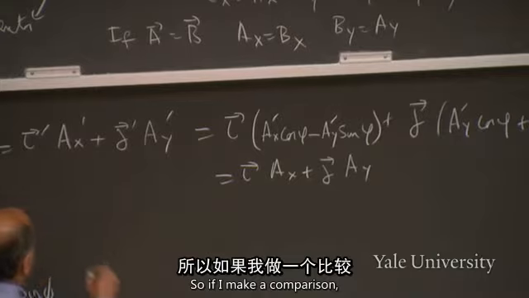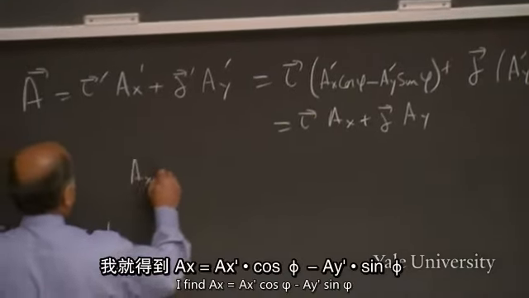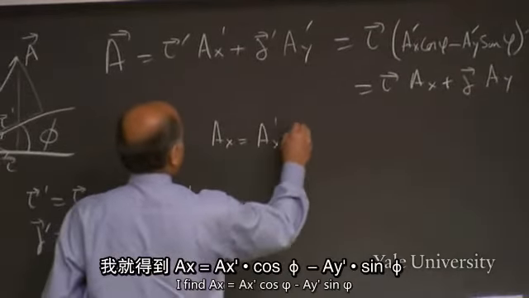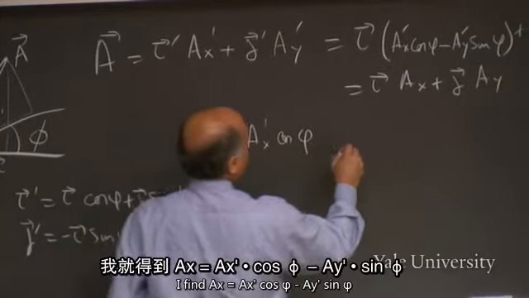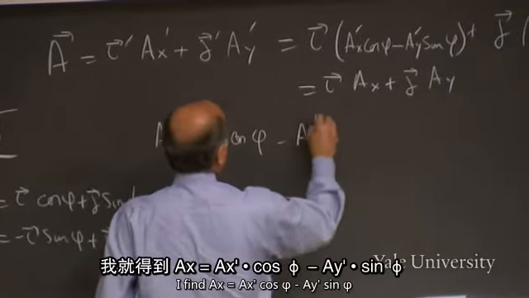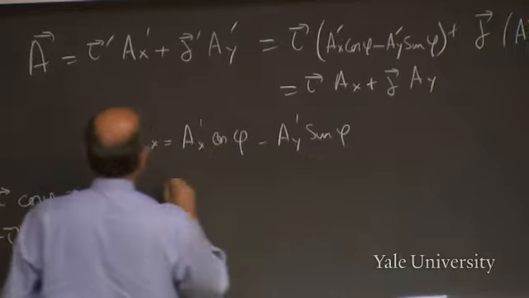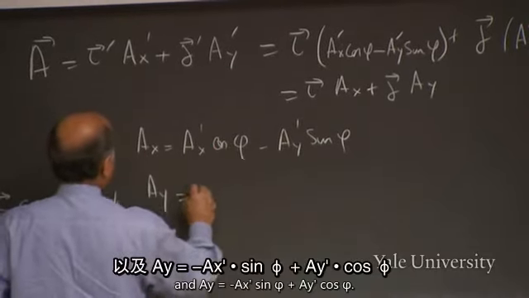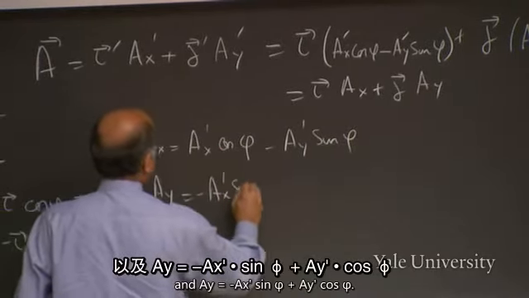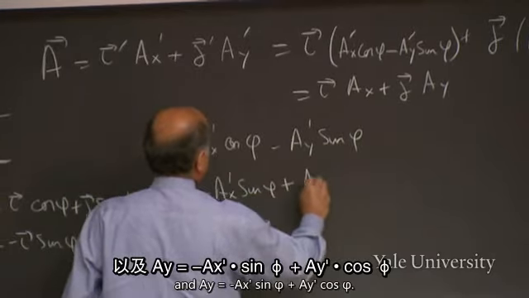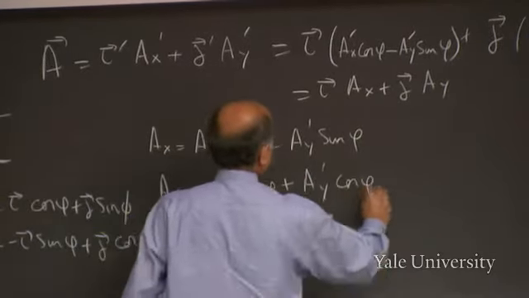So if I make a comparison, I find ax is equal to ax prime cosine phi minus ay prime sine phi, and ay is equal to minus ax prime sine phi plus ay prime cosine phi.